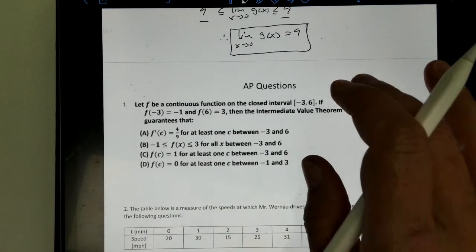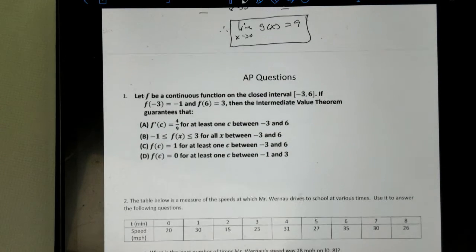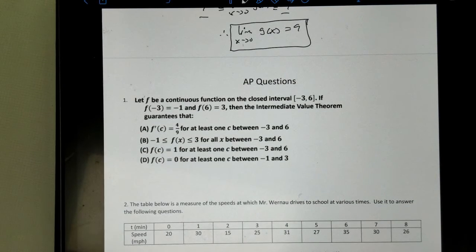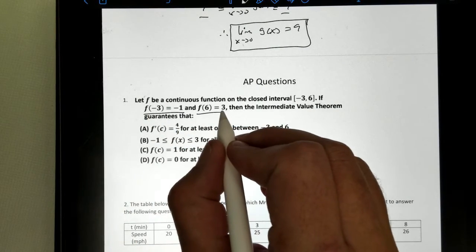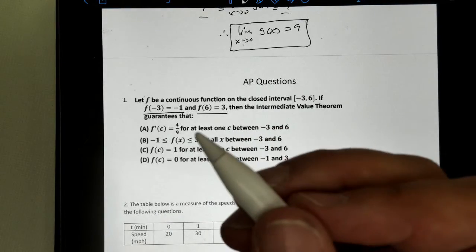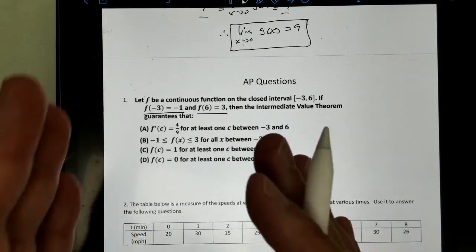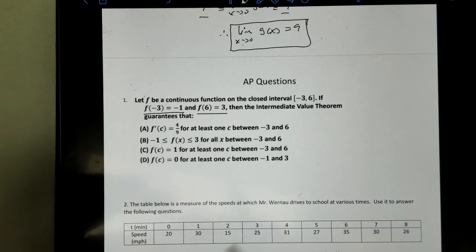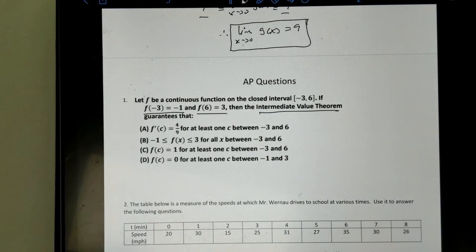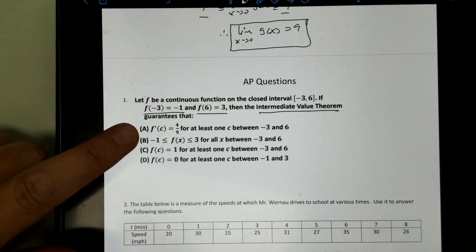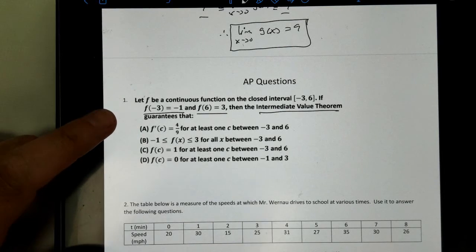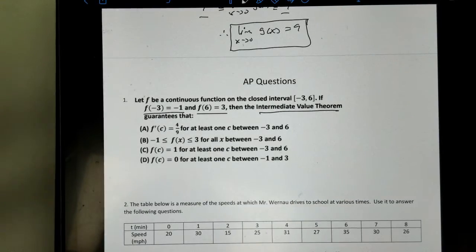All right, let's look at some AP questions. Let f be continuous on this closed interval, -3 to 6. We're told the value at -3 is 1 and the value at 6 is 3. Right away, I'm thinking intermediate value theorem. Anytime they give me two values at endpoints, I'm thinking IVT. So they're saying IVT guarantees the following. Now, the first one says f prime of c. For those of you who've already seen a lot of this before, that's a derivative. Since we haven't done derivatives yet, that's probably not our choice.